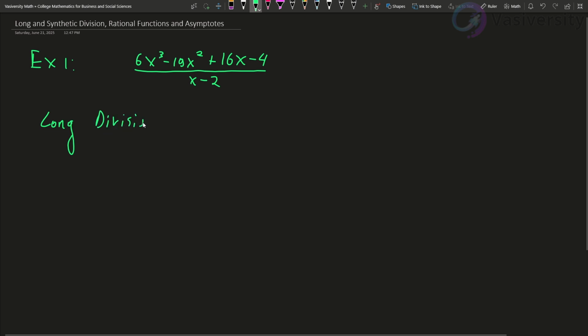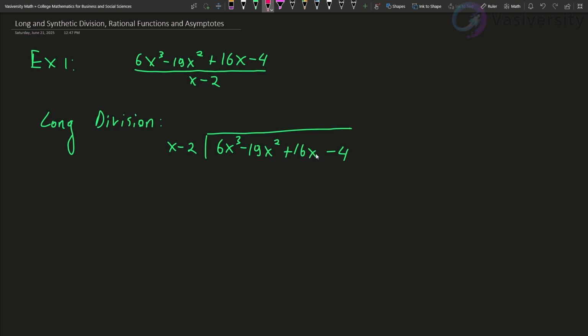Very effective algorithm. Essentially, we're starting with writing down 6x cubed minus 19x squared plus 16x minus 4. Then we draw this line and put x minus 2. That means that 6x cubed minus 19x squared plus 16x minus 4 is divided by x minus 2. Now, the way we do it is we take the first term and divide it by the first term here. So 6x cubed over x is equal to 6x squared. Let's put that here.